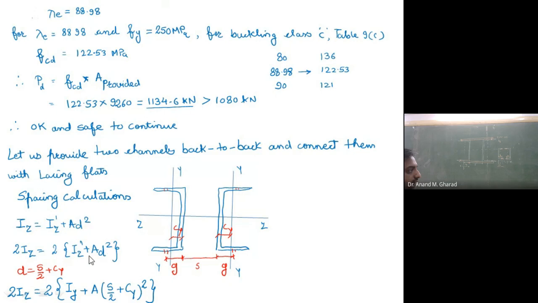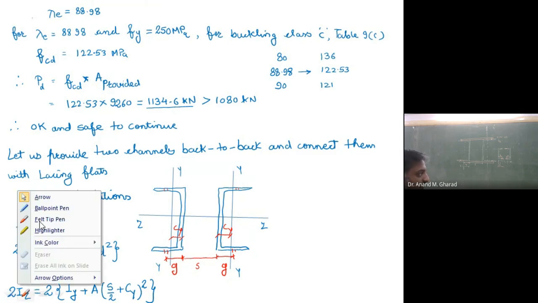Actually, it should be Iy, huh? Not Iz. Isn't it? It should be Iy over here. What we are doing? We are equating the z-axis with the y-axis. But in case of y-axis, we will have to make use of the formula which speaks about the parallel axis theorem.